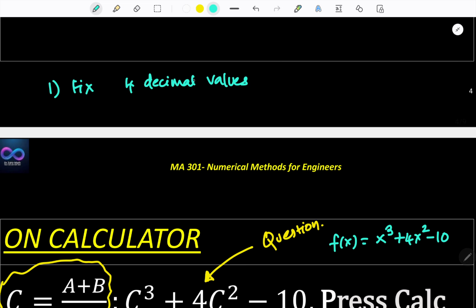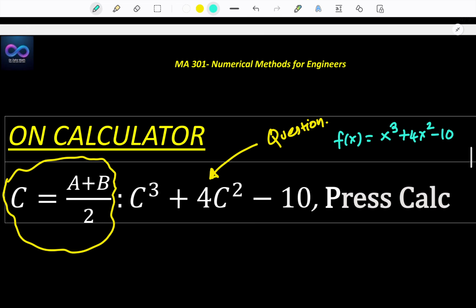How to fix your calculator for 4 decimal values? You know very well, right? Shift mode, and then fix. Let me try shift mode and then fix, and then number 4 and press equal. So this is the fix mode. Now you have 4 decimal values. Now start your calculator and type this formula.